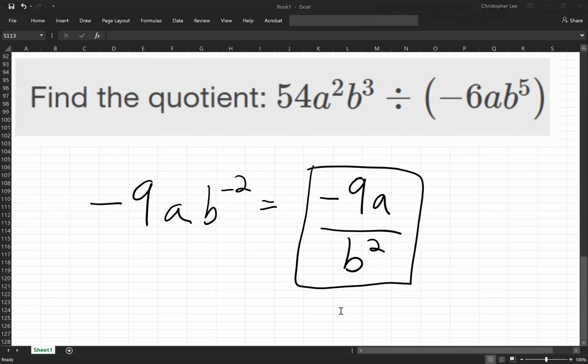Do we need to see another example, or you feel like you got this? Move on? Huh? You want to see another example? All right.